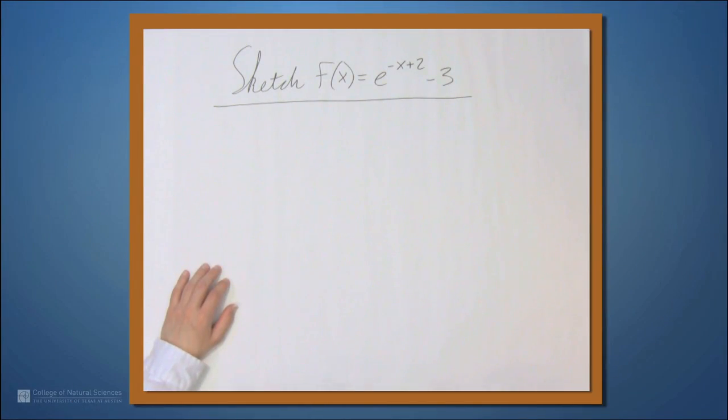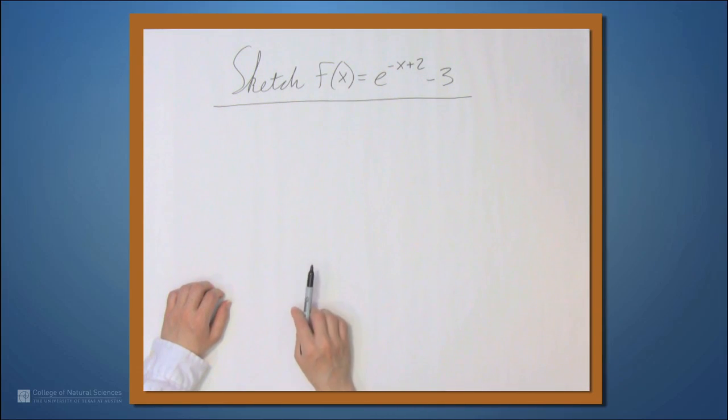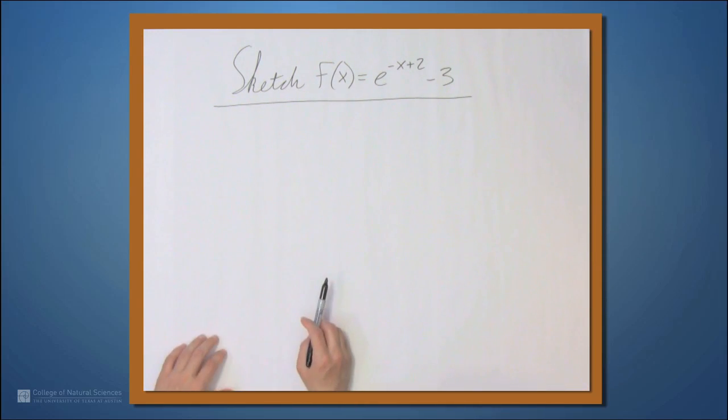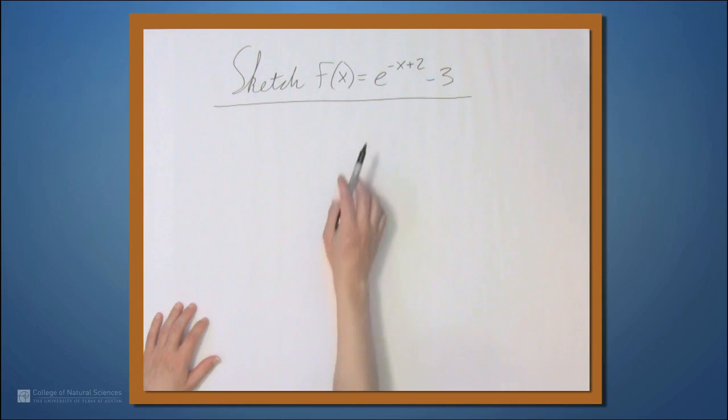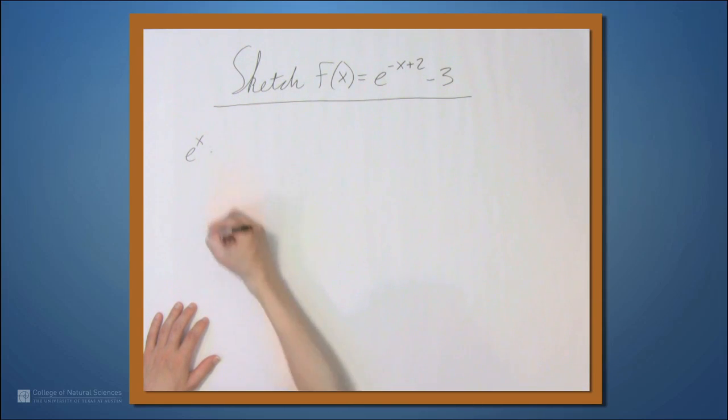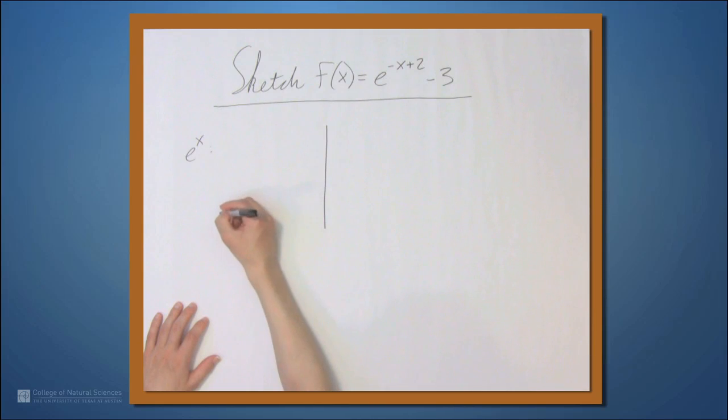So we're here at the example table, and in this video we're going to sketch the graph of f of x equals e to the negative x plus 2 minus 3. So let's start with something simpler, namely just plain e to the x. So the graph of e to the x is the nice familiar exponential function.